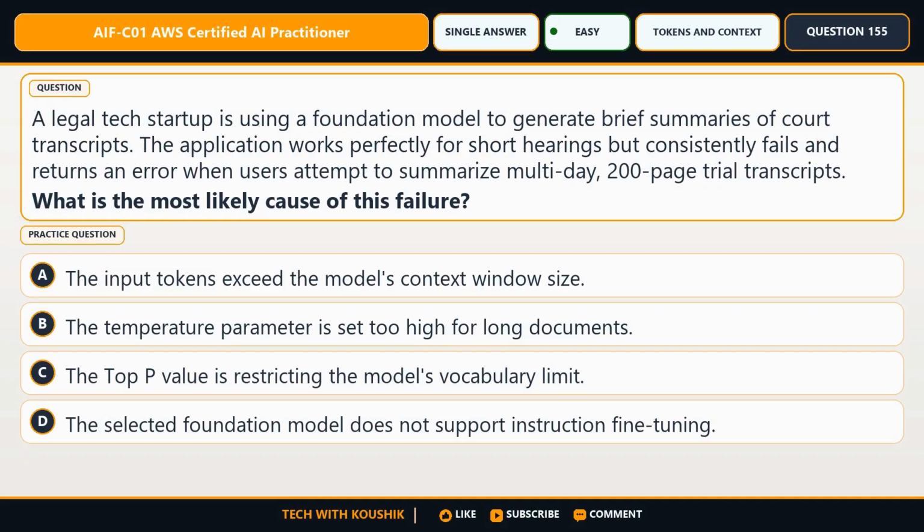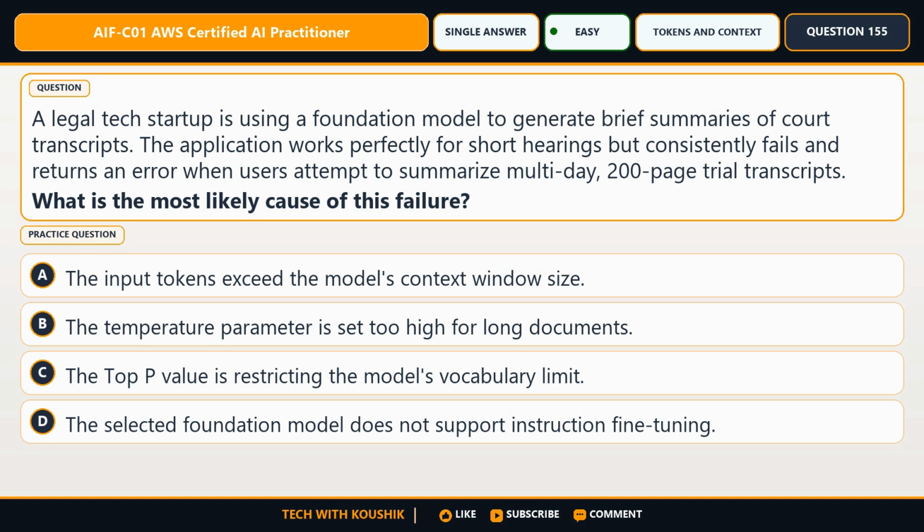Work through question number 155 step by step. We are moving to tokens and context. Start by separating the facts from the requirement. A legal tech startup is using a foundation model to generate brief summaries of court transcripts. The application works perfectly for short hearings but consistently fails and returns an error when users attempt to summarize multi-day, 200-page trial transcripts. What is the most likely cause of this failure?